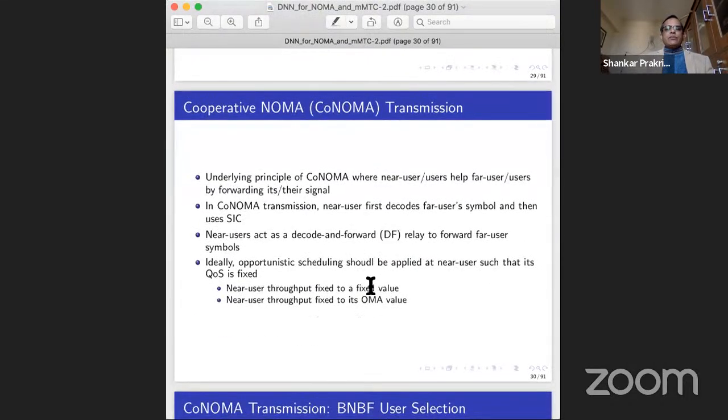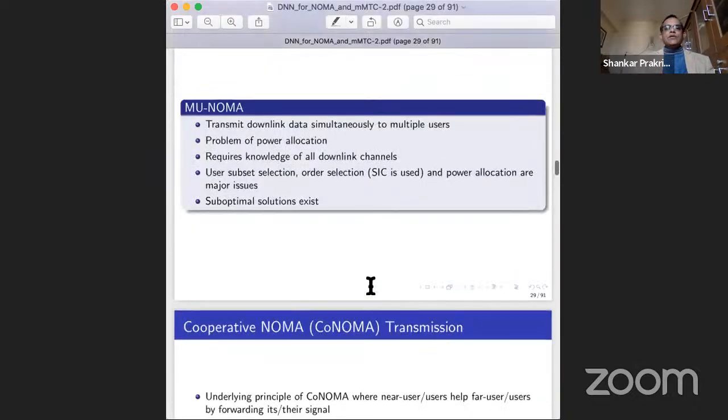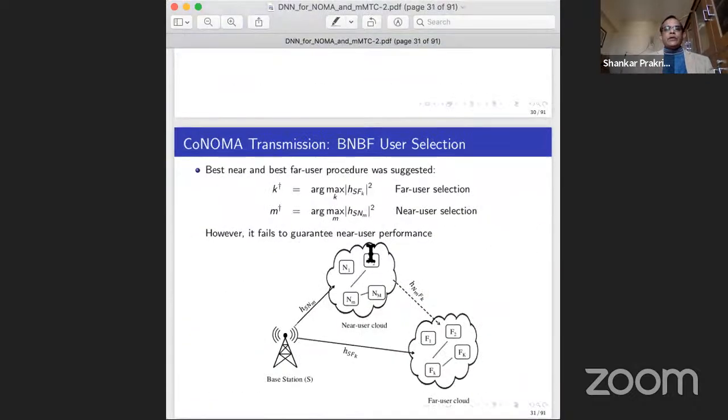So, one other thing that we need to discuss is cooperative NOMA, the underlying principle being that the near user helps a far user. Let me show the figure directly. There are near users here, and there's a far user here. One near user is picked, one far user is picked, and you transmit a weighted sum of symbols. The near user will decode the far user symbols and then decode its own symbol. The far user will decode its own symbols directly, right?